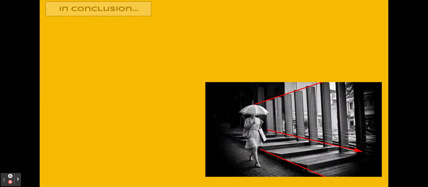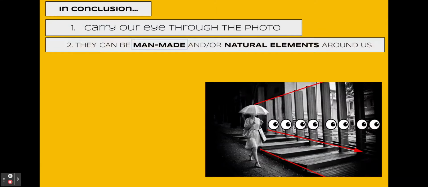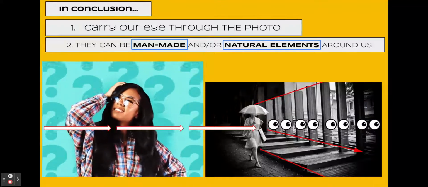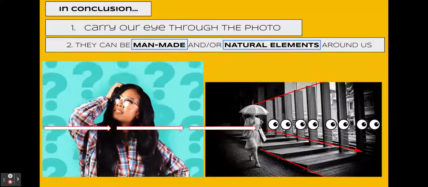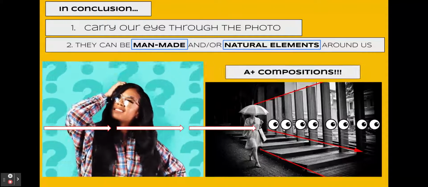In conclusion, leading lines are the key compositional elements that carry our eye through a photograph. Leading lines are both man-made and natural elements around us that are readily available in our surroundings that we can use to bring attention to our main subjects. So start thinking about leading lines wherever you go and practice finding leading lines in the chaos of everyday life. If you do this, your compositions will get very good very fast.